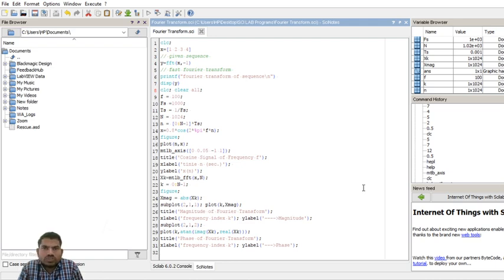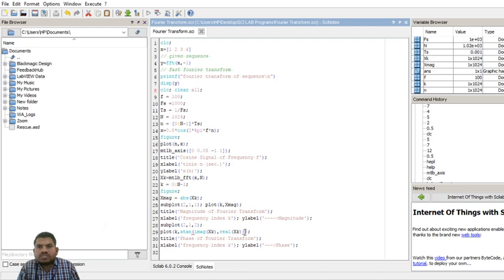For the cosine signal, the method I'm selecting to find the discrete time Fourier transform is the fast Fourier transform technique, FFT. In the fast Fourier transform technique there are two algorithms, the decimation in time algorithm and the decimation in frequency algorithm, to find the transform of the given digital discrete signals.